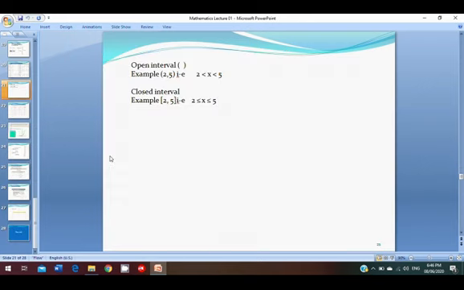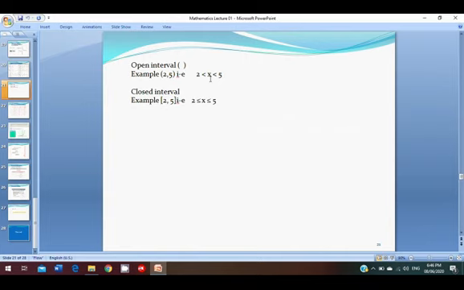I would like to explain the concept of open interval and closed interval, terms I have used many times in my lecture. Open intervals are those where the endpoints are not included in your interval, and closed intervals are those in which the endpoints are included in your interval, right?